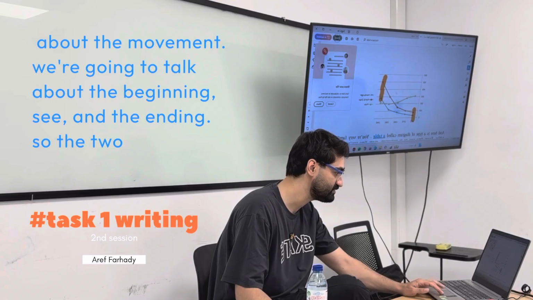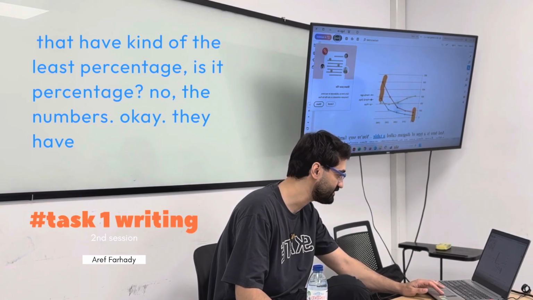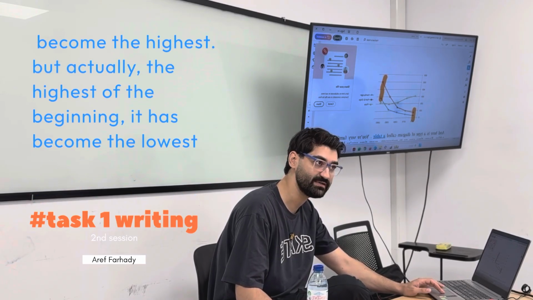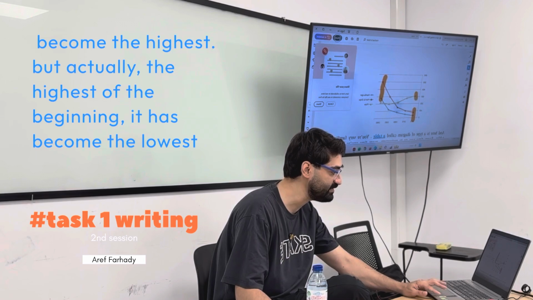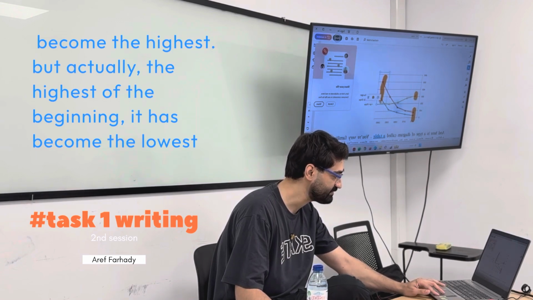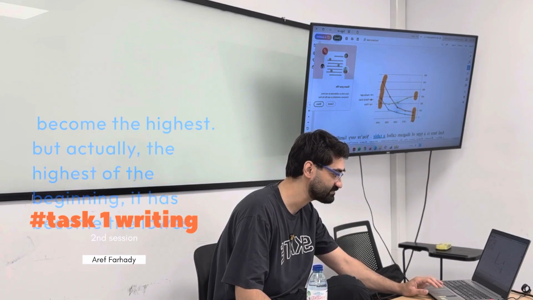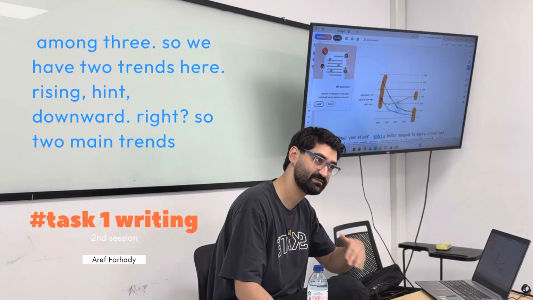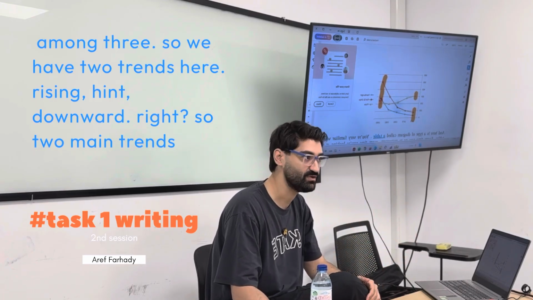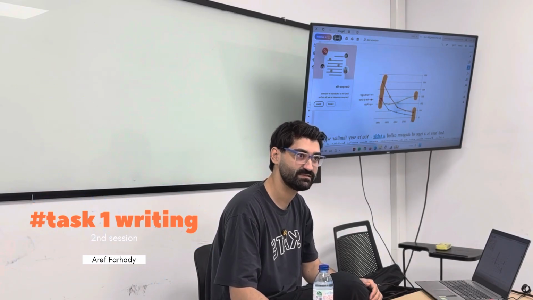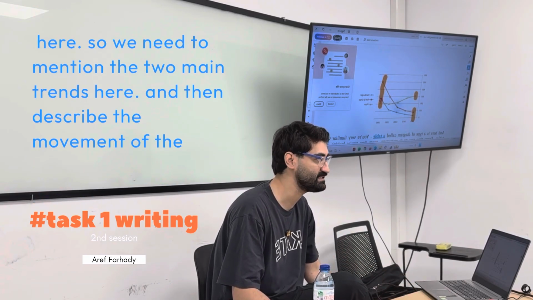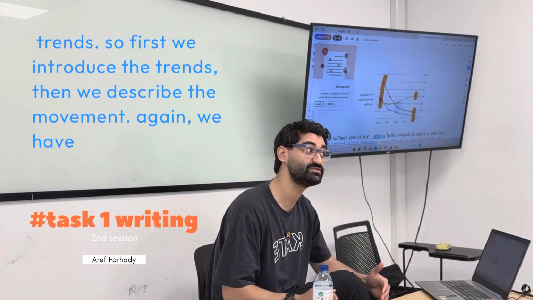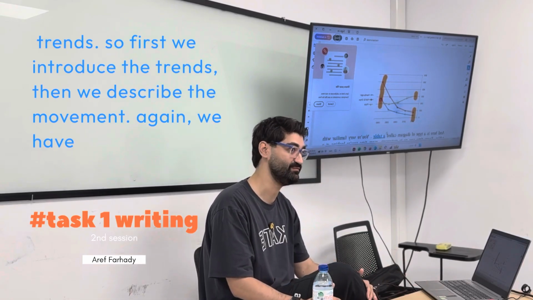So the 2 that had the lowest numbers have become the highest. But the one that was highest at the beginning has become the lowest among the 3. So we have 2 trends here, rising and downward, right? So we need to mention the two main trends and then describe the movement of the trends. First we introduce the trends, then we describe the movement.